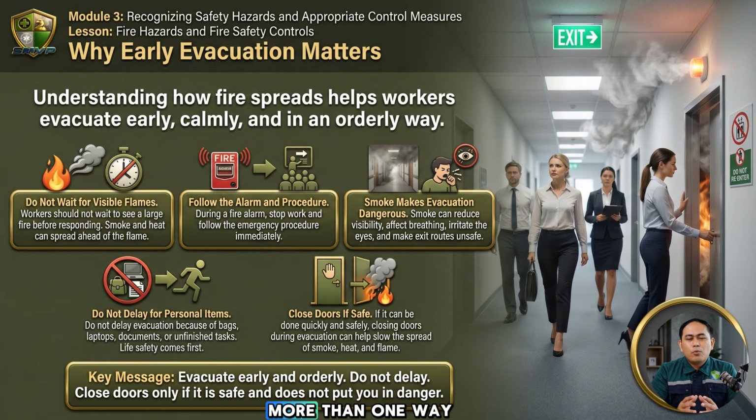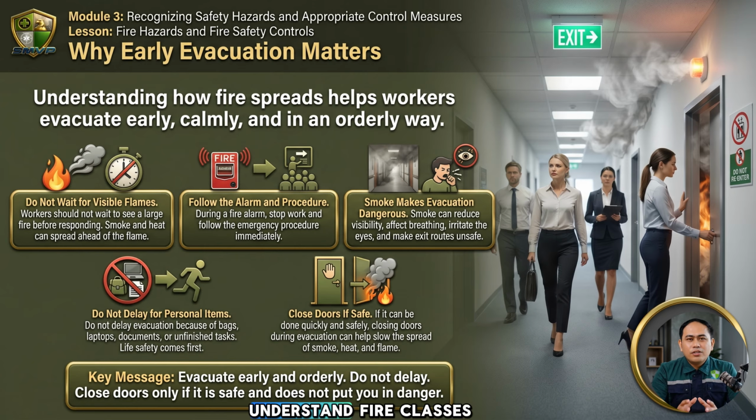Fire can spread in more than one way. It can spread through conduction, convection, radiation, direct flame contact, and flying embers or sparks. Because fire and smoke can spread quickly, employees must not ignore alarms, smoke, sparks, or burning smells. Early reporting, clear exits, good housekeeping, proper storage, and immediate evacuation are important because they help prevent a small fire from becoming a major emergency.